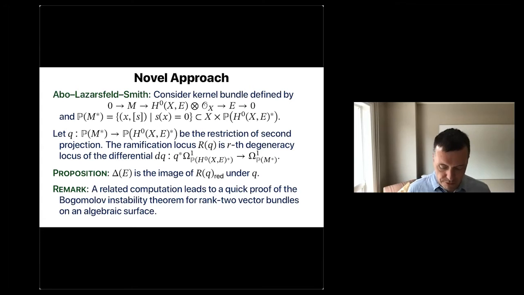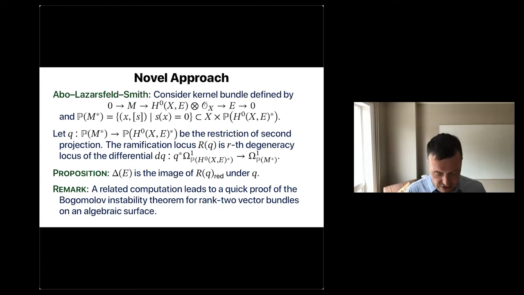And so we talk about the ramification locus of this map, which is really the degeneracy locus of the differential. So we can pull the differentials on the target space back to P of M star and have a map to the differentials on P of M star. This is an explicit map of vector bundles. And so we talk about the degeneracy loci of this guy. You take the appropriate minors if you choose a basis of the matrix in question. And so this we think of as a ramification locus.